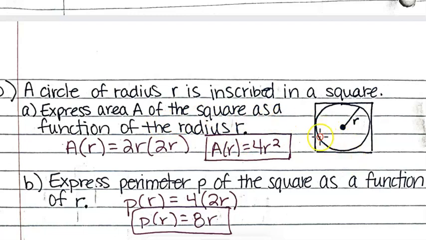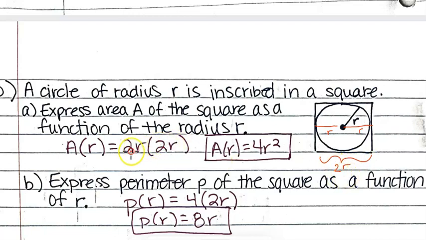So we know all the sides are the same. If the inscribed circle has radius r, well, all radii of a circle are congruent. So this is r, which means the side length of the square is 2r.